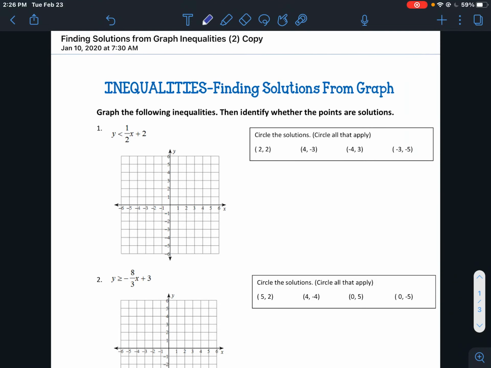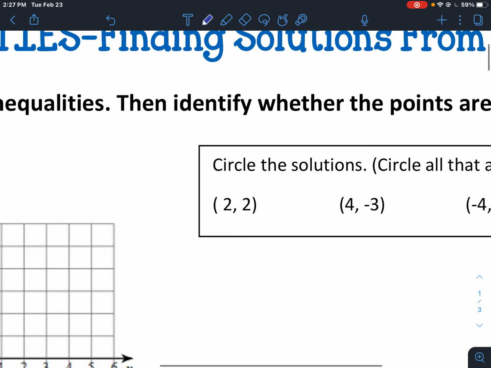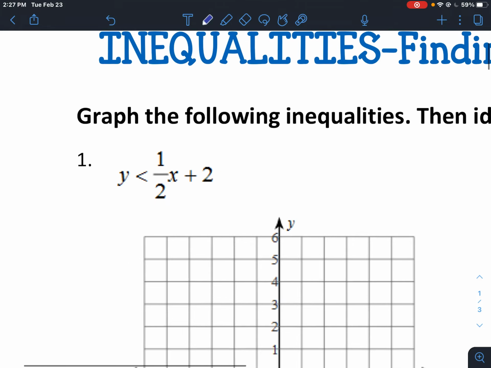All right. Inequalities, we are finding solutions from a graph. This is related to what we did the other day when we found solutions algebraically and plugged a point into the given inequality. This time we're looking at it visually. We're going to graph this inequality and see where these points lie.